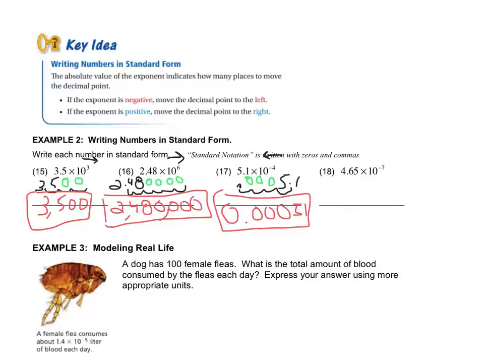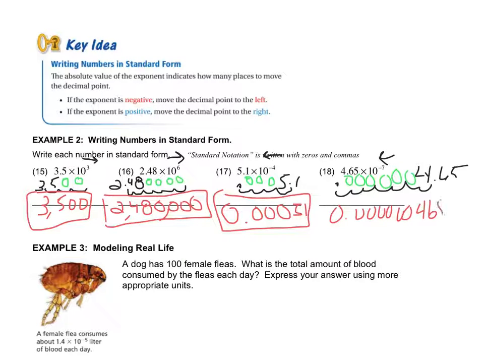Lastly, 4.65, we're going to move it to the left again because this time we see another negative exponent, so we know it's going to the left. So 4.65, it's going to go 1, 2, 3, 4, 5, 6, 7, new decimal point. We're going to have 6 zeros before the 4, and then our final answer is going to become 0.000000465, zeros, then 465 at the end.